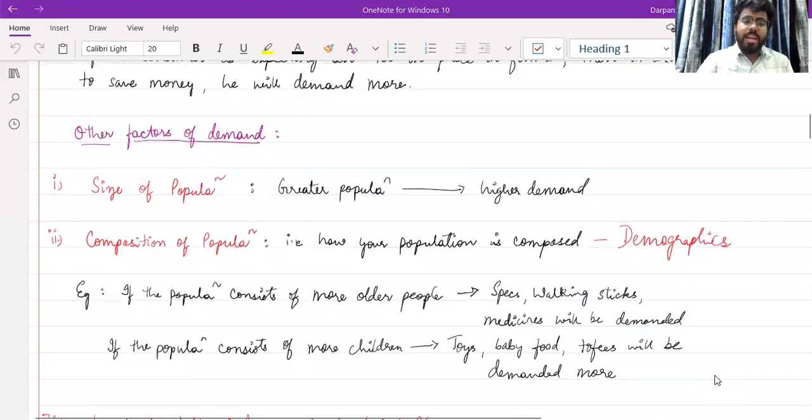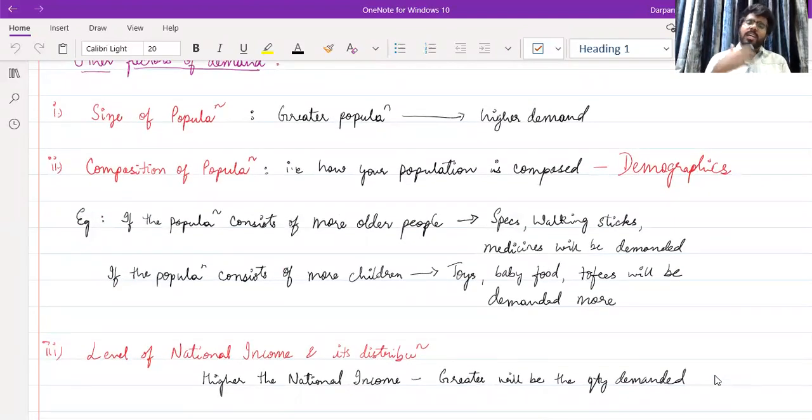Then there are other factors like size of population. The greater the size, the greater the demand. Composition of population, right? How is your population composed? The demographics of your population. How many old people, how many children, how many adults? So that will also depend on what kind of goods are being demanded, right? So you can read there what examples are being given.